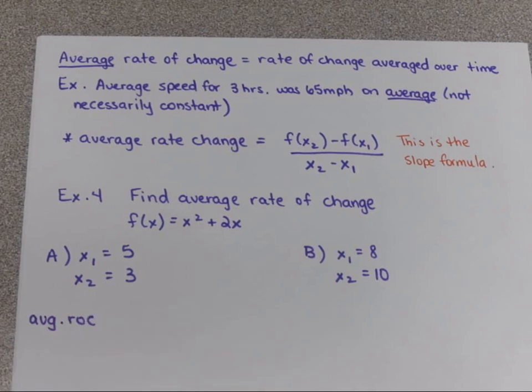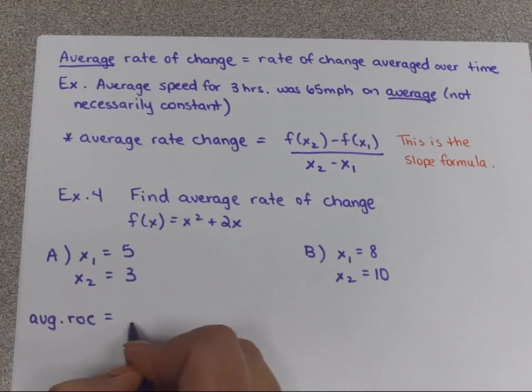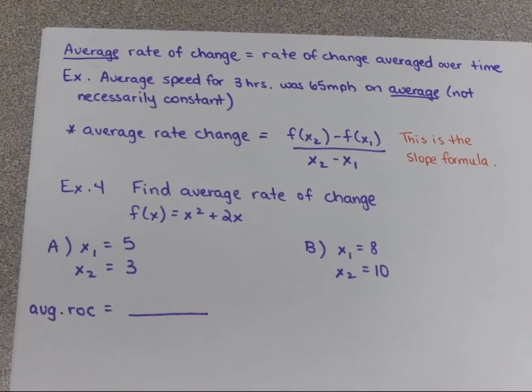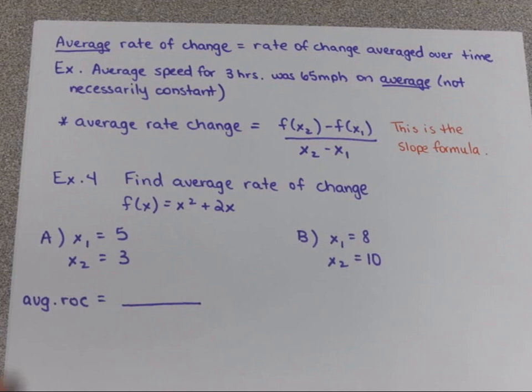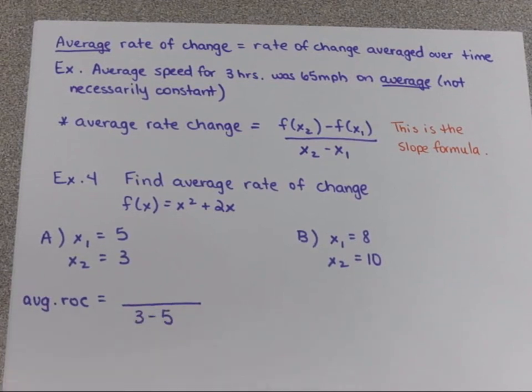Okay, so I'm going to abbreviate rate of change, ROC. My rate of change formula looks like this. I know that I'm going to have some f of x values on top, and then I'm going to have my x values on bottom. So I'm going to start with what I already know. I already know my x values. What are they for part A? 5 and 3, right? So specifically, we're going to do x2 minus x1, so we're going to do 3 minus 5. Okay, so what needs to go on top then?